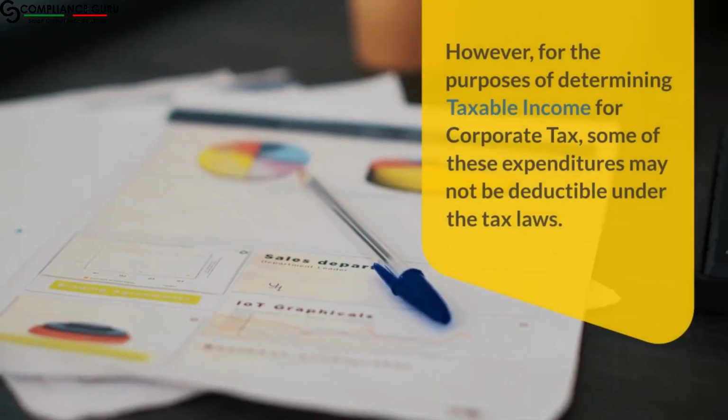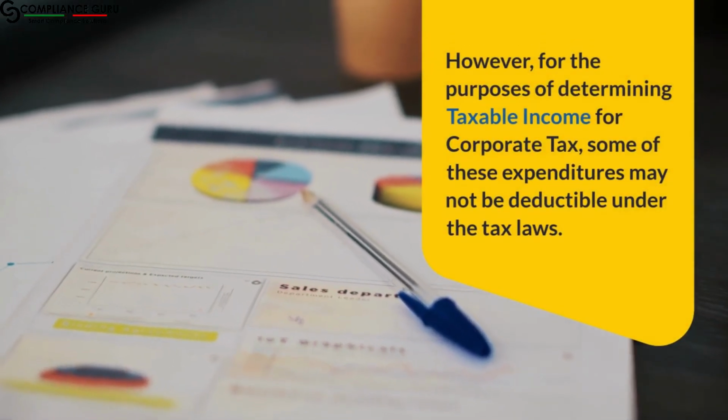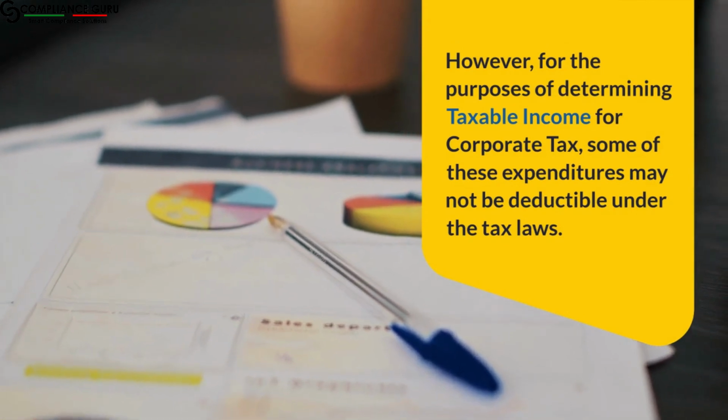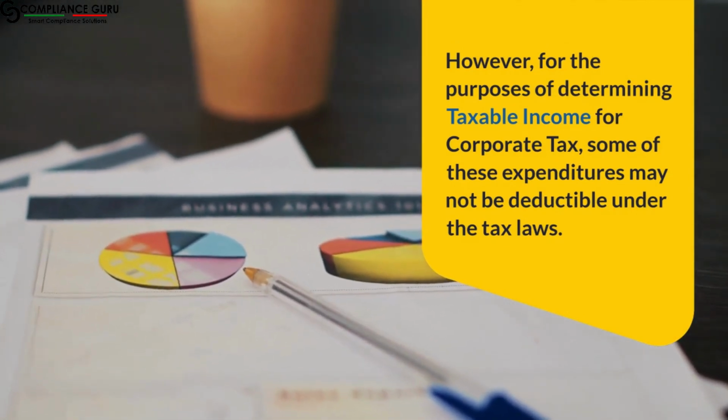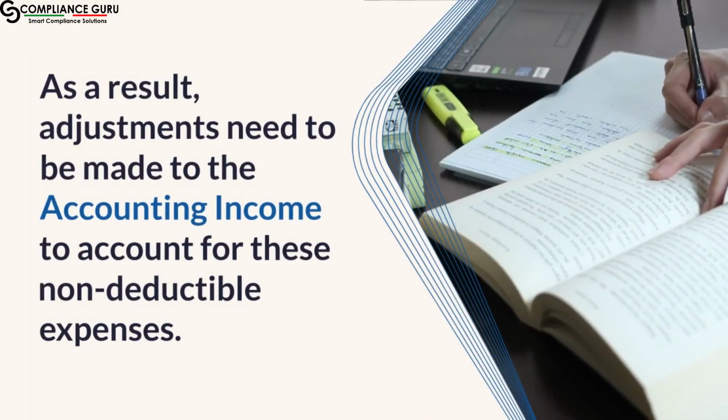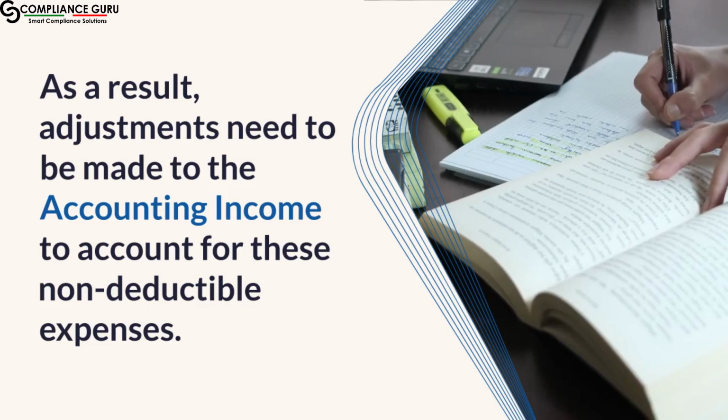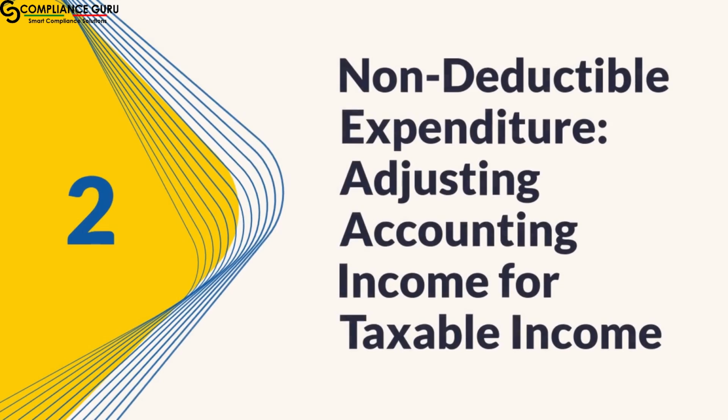However, for the purposes of determining taxable income for corporate tax, some of these expenditures may not be deductible under the tax laws. As a result, adjustments need to be made to the accounting income to account for these non-deductible expenses. 2. Non-deductible expenditure, adjusting accounting income for taxable income.